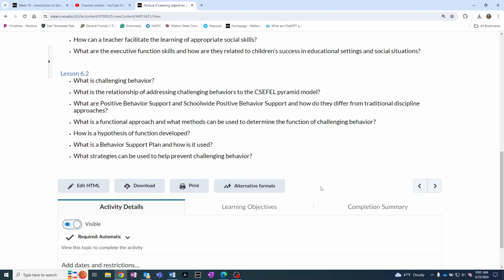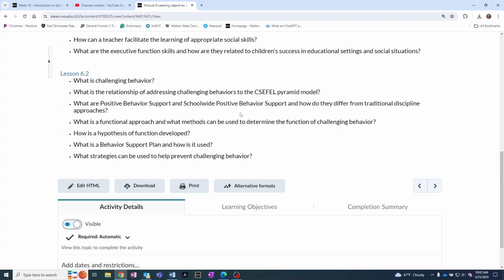What is challenging behavior? And what is a relationship? How do we address the challenging behavior? Looking at the CSEFEL pyramid model, right? What that is and how does that help us support that child? Also, what are some positive behavior supports, right? And going back to that school wide positive behavior support, the SWPBS, how is this different than traditional discipline?